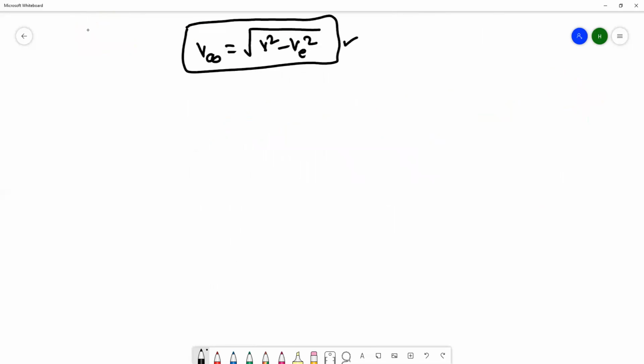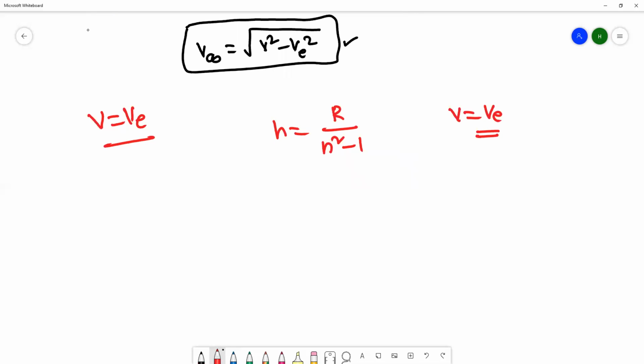Suppose it is projected with the last one, with the velocity v equal to ve. What will happen? Previously we got h equal to R divided by n square minus 1. Here v is equal to ve, so n value is 1, and h is equal to R divided by 1 square minus 1. So how much will it be? Height will be infinity.